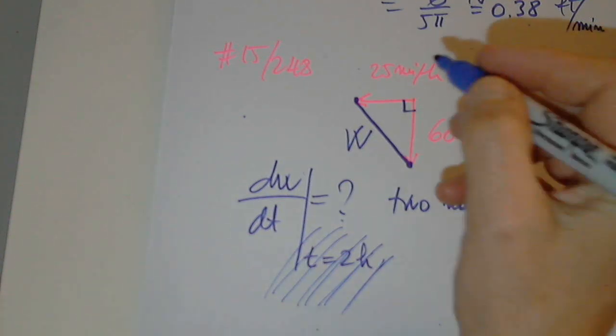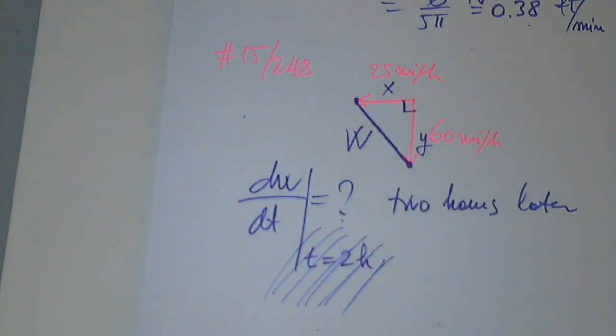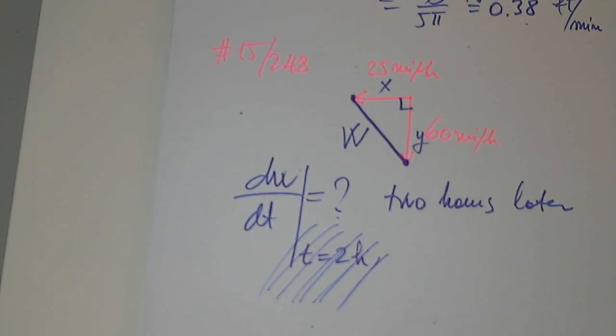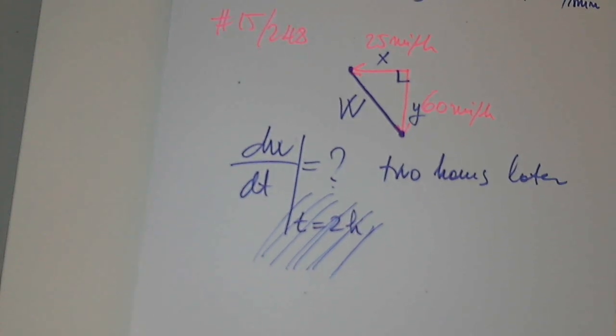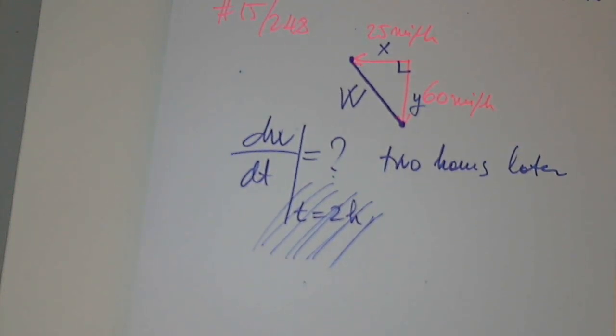Okay, I'm gonna call this x, of course I'm gonna call this y, and obviously I have to come up with an equation that eventually I can differentiate to get dw over dt. Any suggestions here? Say it again. Do you like Pythagorean theorem? Of course. Excellent. How do I write it?